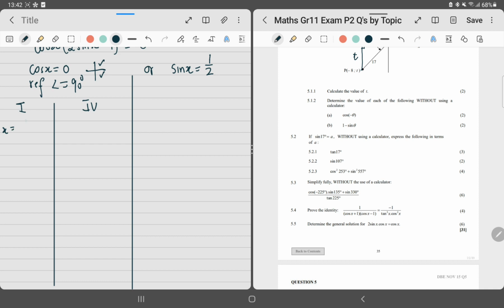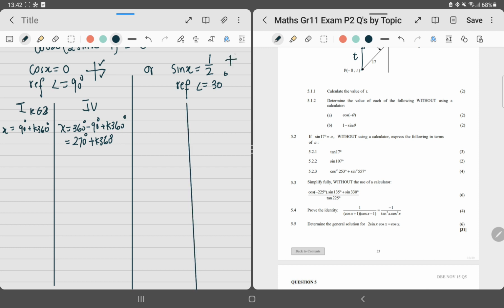x should be equal to 90 degrees plus k 360, where k is an element of integers. In the fourth quadrant, it's 360 minus 90 plus k 360 degrees. So this becomes 270 degrees plus k 360. We are done.